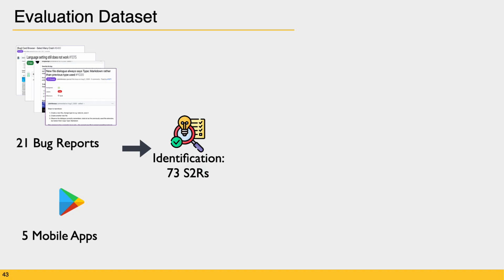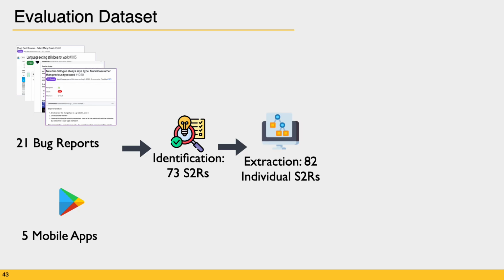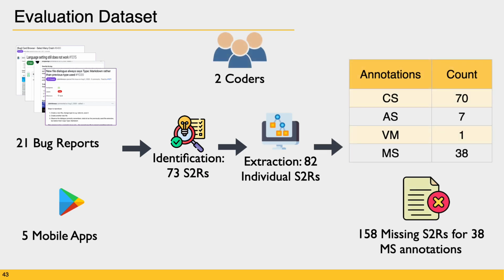To evaluate the performance of our approach, we utilized a dataset containing 21 bug reports from 5 mobile applications. In the identification phase, we identified 73 S2Rs, and in the extraction phase, we extracted 82 individual S2Rs. Two annotators participated in this phase and they first independently worked and discussed to resolve any disagreements. Four individual S2Rs were discarded because of the rotation action.